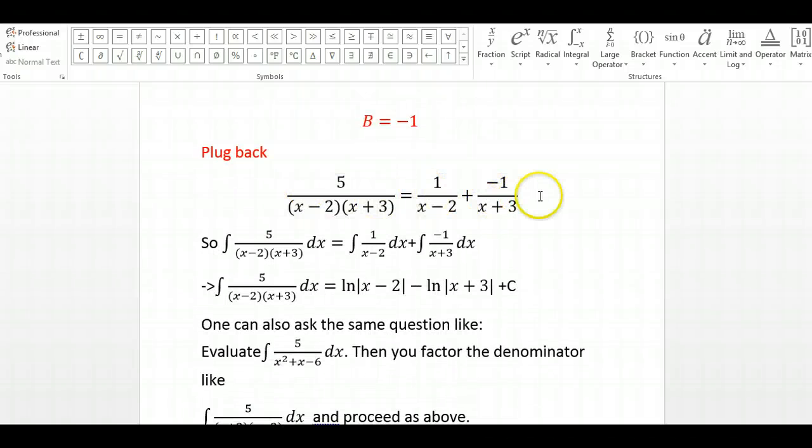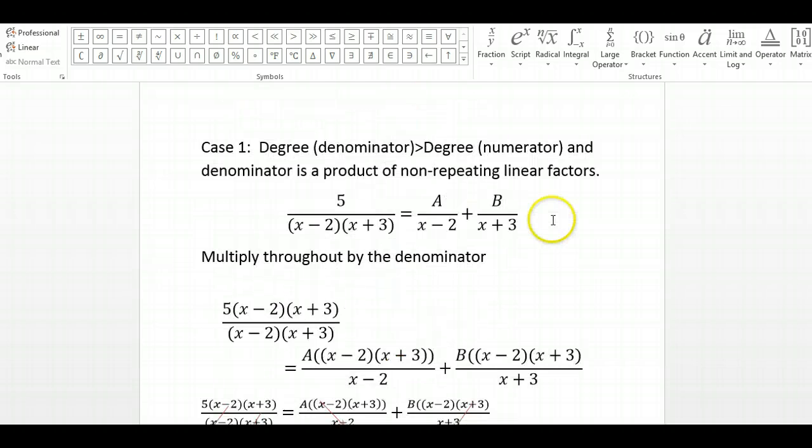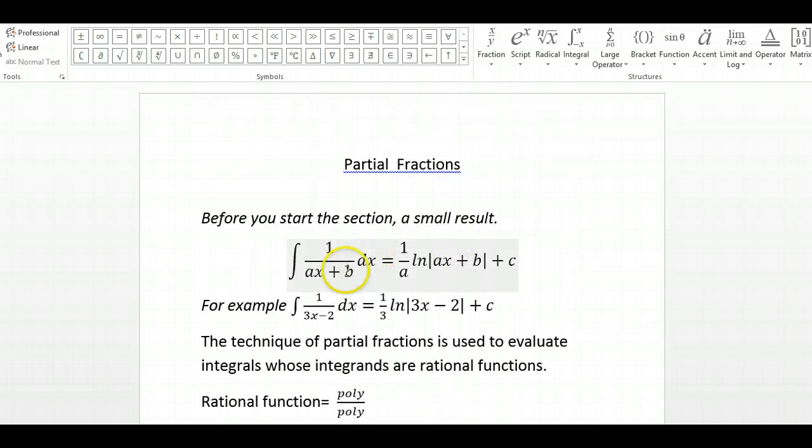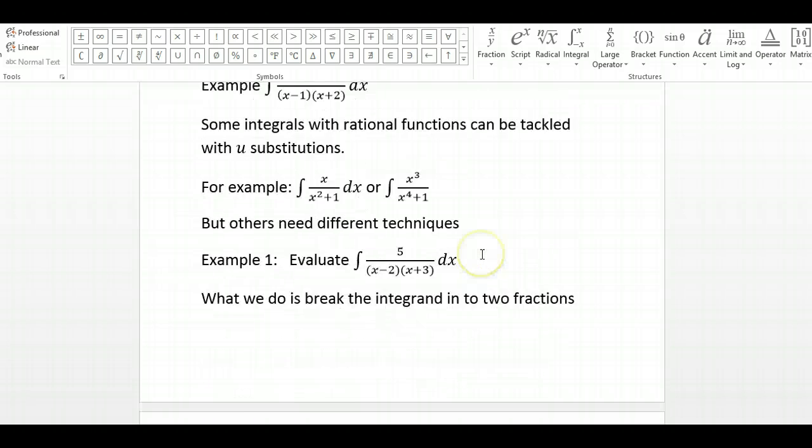Now we are ready to integrate. So the integral of this would be the integral of this plus the integral of that. Now how do we integrate this? Remember, there's a linear factor here. Remember what I told you at the very beginning? A nice result you can use. If you want to integrate 1 over a linear factor, what you do is you go 1 over the coefficient of x times natural log of the full denominator. Okay, so can we do that here?